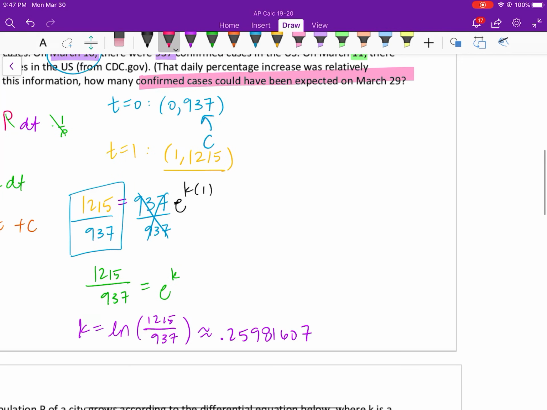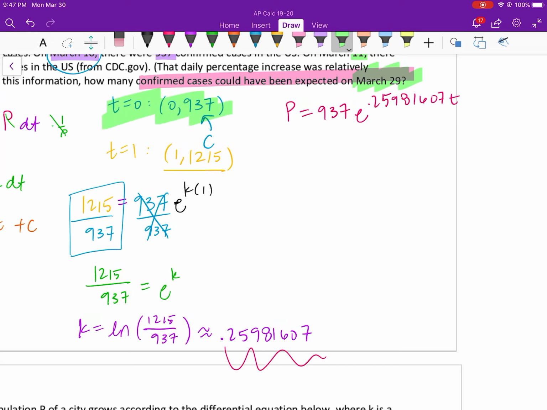And so now we are going to be able to determine how many confirmed cases we would have expected on March 29th. So what we have to do is figure out what our final equation was. So P is going to equal 937 e to the 0.25981607 t. And then from here, we need to figure out what we're going to be plugging in for t if we want to know what's happening on March 29th. Well, remember we let t equal 0 represent March 10th, so we need to subtract. So that is really day 19 based on how we were keeping track.